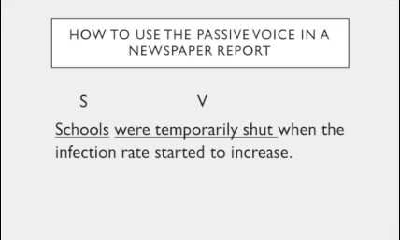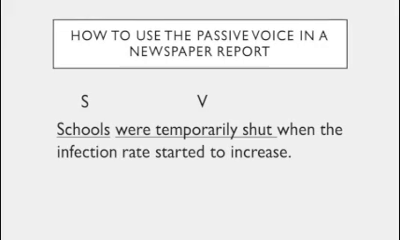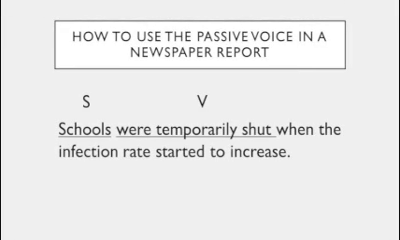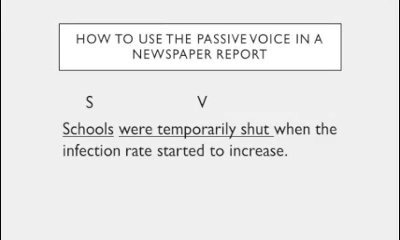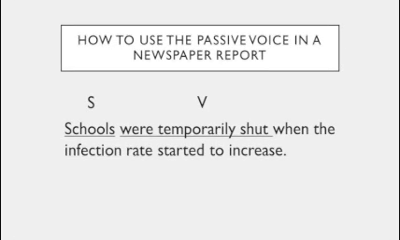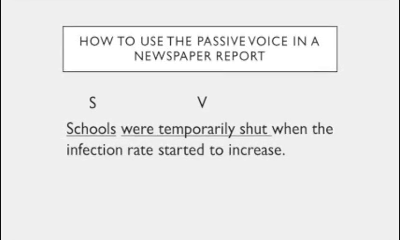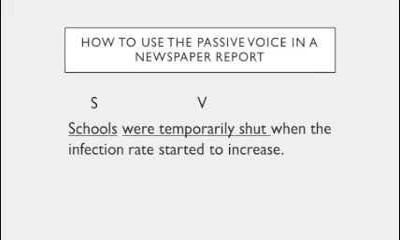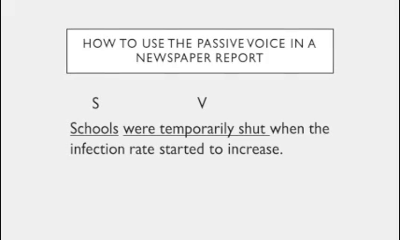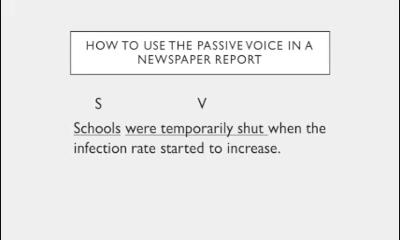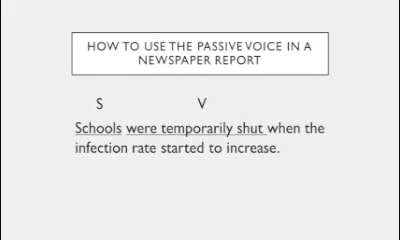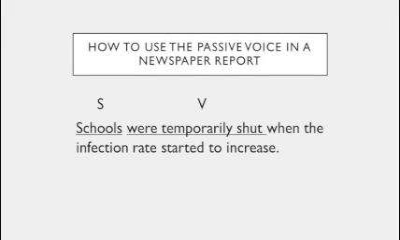Now, we're saying you should use the passive voice in a newspaper report. So I'm providing you with some examples that will support you to write your own. So, for example, schools were temporarily shut when the infection rate started to increase. Now, schools, subject, yes, were temporarily shut, verb. The focus here is not on who did the shutting of the schools, but rather what was done. So the focus is more on the fact that the schools were shut. So this makes it a passive sentence. So hopefully you'll be able to come up with an example of your own.